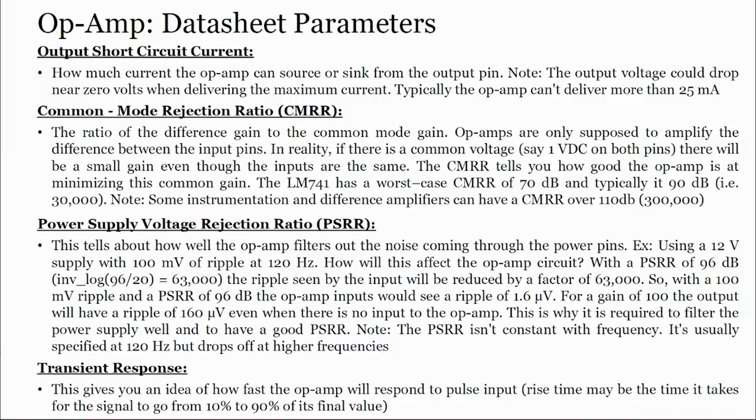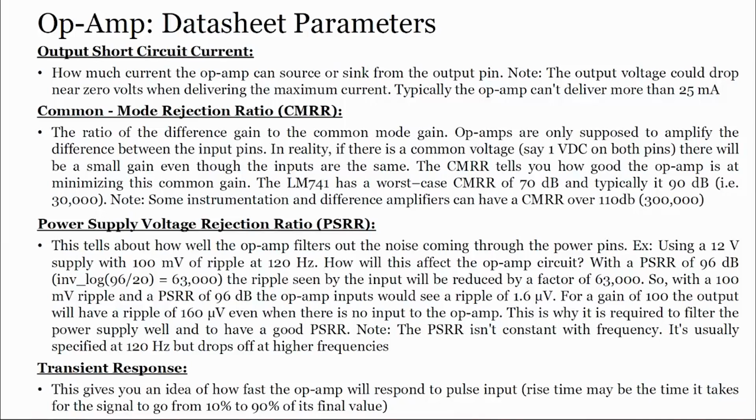If you talk about the LM741, the worst case scenario for CMRR in the LM741 is 70 dB, while typically it is about 90 dB. Some instrumentation and differential amplifiers can have a CMRR over 110 dB, that is about 300,000, a very high CMRR, excellent for the operational amplifier to be used as an amplifying circuit.